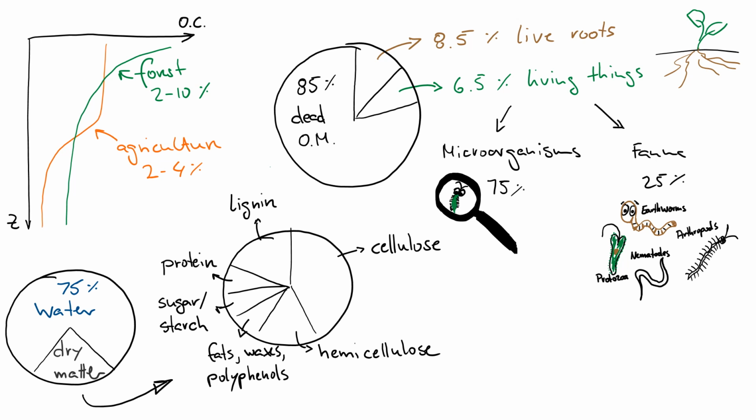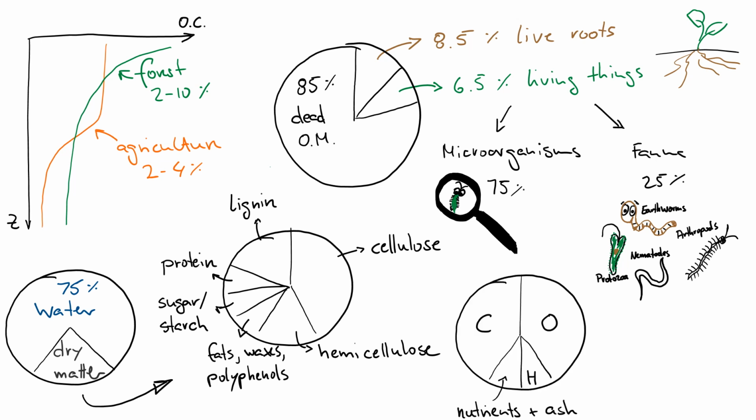So if you were to take all of these, regardless of whether it's cellulose or proteins or fats and waxes, if you were to analyze organic matter as a whole for its elemental composition, you'd find that it's actually rather boring looking. It's mostly carbon, oxygen, hydrogen, and then a small percentage being composed of what we would call nutrients, or whatever is left that we don't consider as nutrients. That would be the ash percentage of the elements.